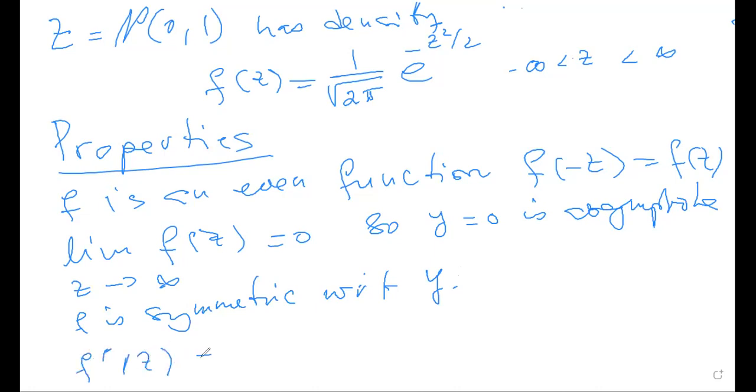f prime of z, remember, is minus z over square root of 2 pi e to the minus z squared over 2, which equals 0 when z equals 0. So it achieves a maximum at x equals 0. So those are some of the properties of a standard normal distribution.